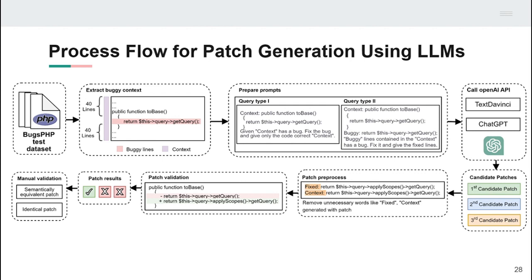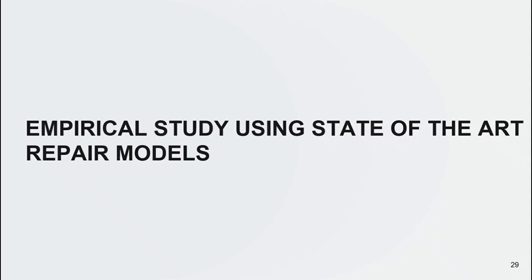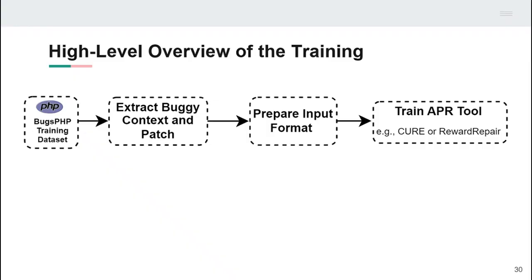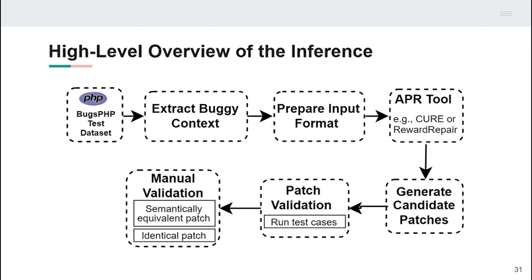Finally, we manually compare against the developer fix to determine semantically equivalent patches and identical patches. Next, I will present our empirical study using state-of-the-art repair models. This is the high-level overview of the training process. This is the high-level overview of the inference process.